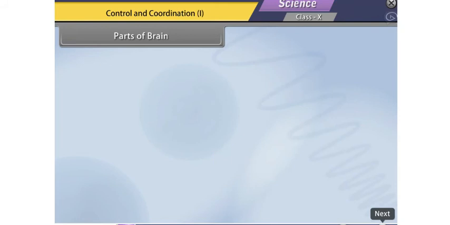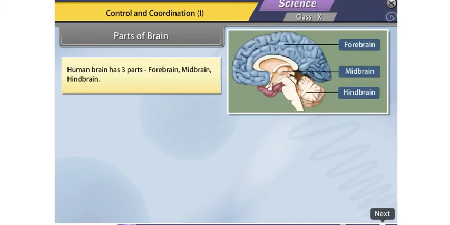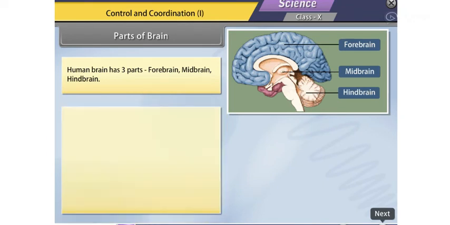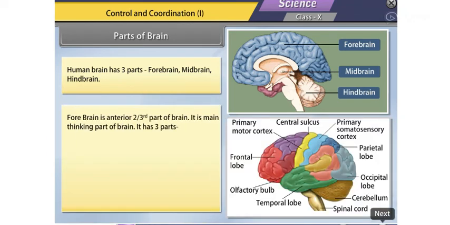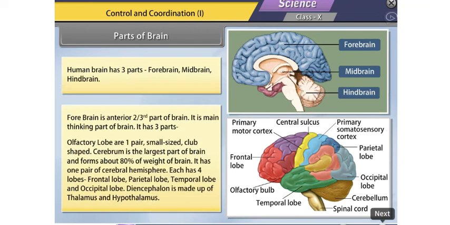Parts of brain. Human brain has three parts: forebrain, midbrain, hindbrain. Forebrain is the anterior two-third part of brain. It is the main thinking part of brain. It has three parts. Olfactory lobes are one pair, small-sized, club-shaped.